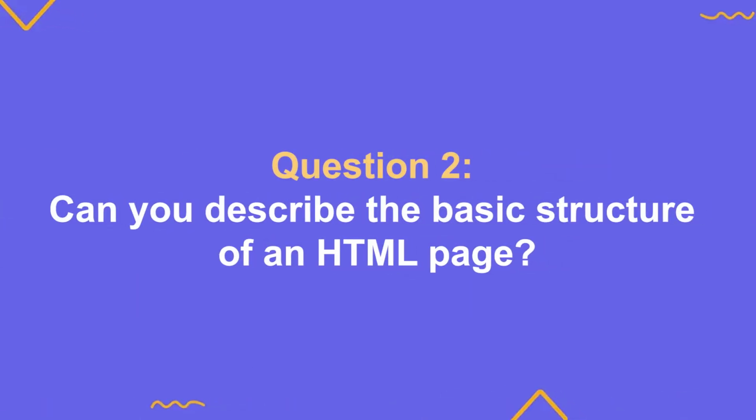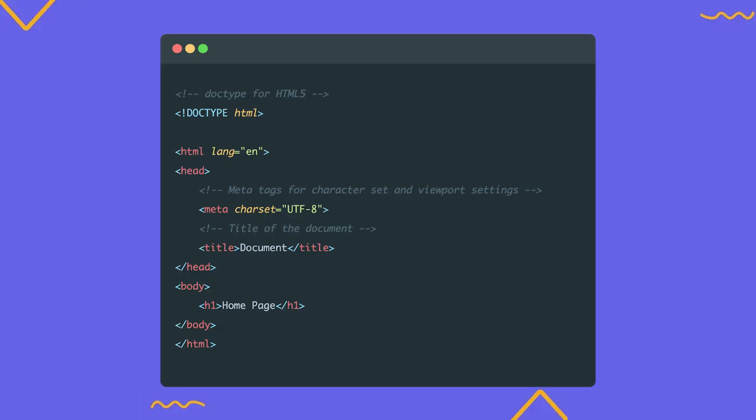Question 2. Can you describe the basic structure of an HTML page? At the very top, the doctype is mandatory. After that, the main HTML tag follows, which is the root wrapper of the page. Inside the HTML tag, there are two main blocks. Head. This is an auxiliary tag that contains all the necessary data about the HTML document.